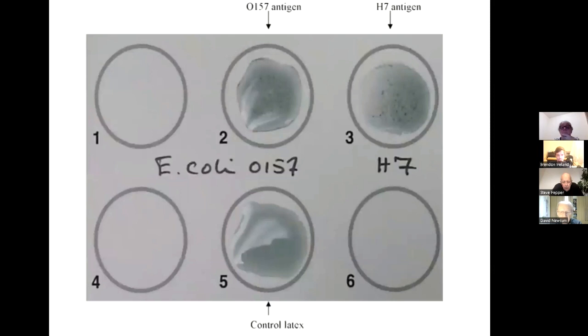So this is serotyping. For E. coli O157, the O157 antigen is found there because it's clumped. If you can see, it's clumped rather than the control latex number 5, which is clear. And the H7 antigen is also clumped. So this is why it's called E. coli O157 H7, and that's where the name comes from. It's all due to the serotyping of the bacteria.